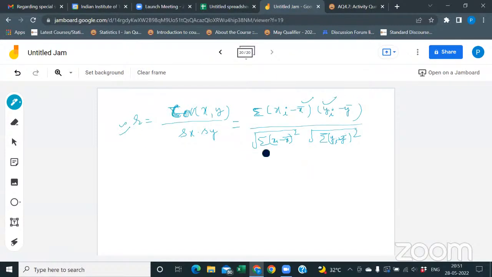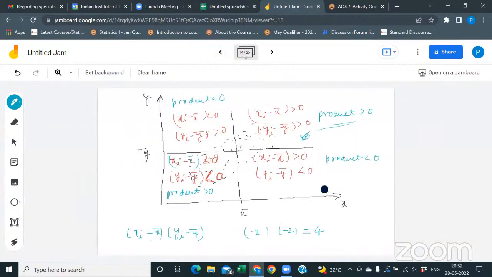The denominator has square terms, so it's always positive. If the numerator, the covariance, is negative, then r will be negative. If it's positive, then it's positive. That is the concept. Now I get it.